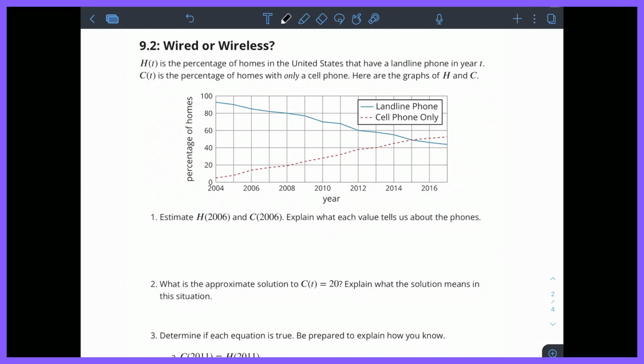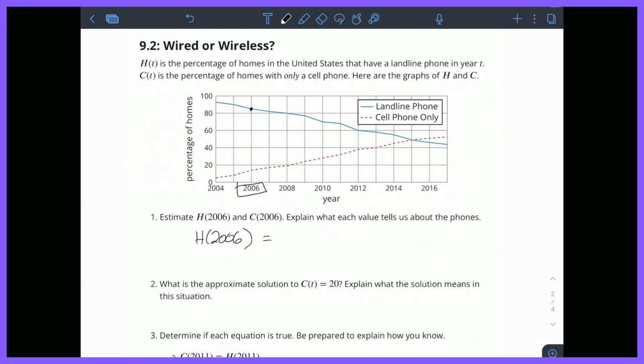Let's read the first question. Estimate H of 2006 and C of 2006 and explain what they mean. Let's do H of 2006 first. So H of 2006, we're going to look at the year 2006, which is right here, and we're going to use H, which is going to be that blue line, the landline line.